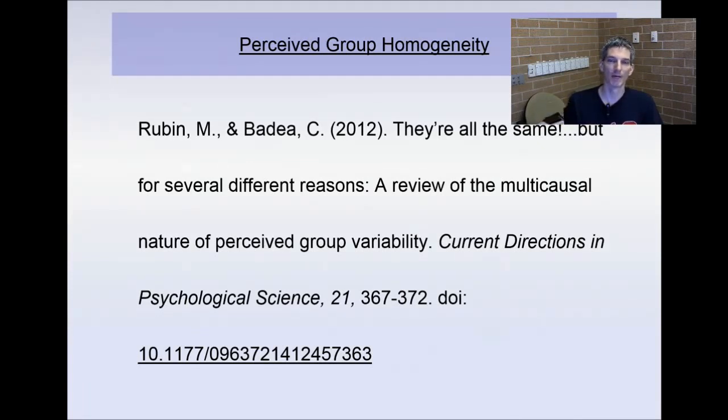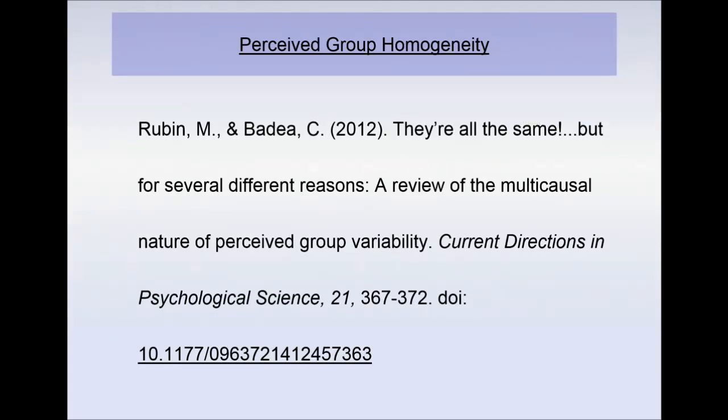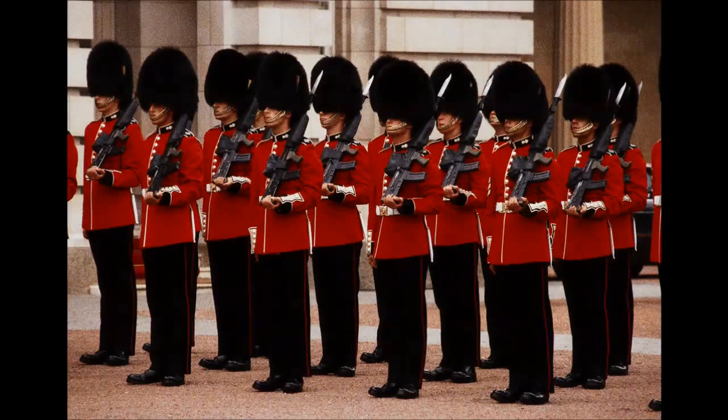So the review was basically pointing out that this perceived group variability effect, or perceived group homogeneity effect, can be driven by many different processes. And we picked out 4 of those, and those are what I'm going to be talking about now. But before we get into that, let me just give you a bit of a taste about the sort of effect that we are talking about.